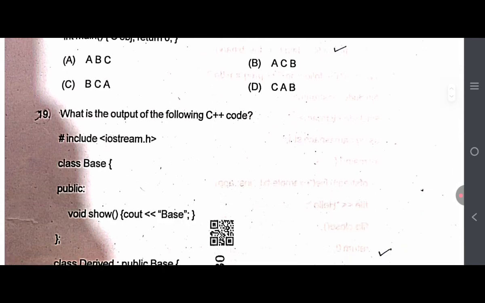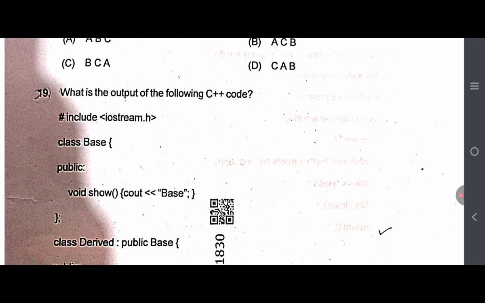Question number 19. What will be the output of the following C++ code? Let's analyze the code. We have the base class with a virtual function show. The virtual keyword indicates that the function can be overridden by derived classes and that the correct version of the function to call should be determined at runtime based on the actual type of the object being pointed to. We have a derived class that inherits publicly from the base. It overrides the show function.